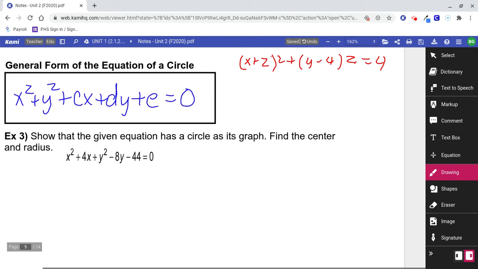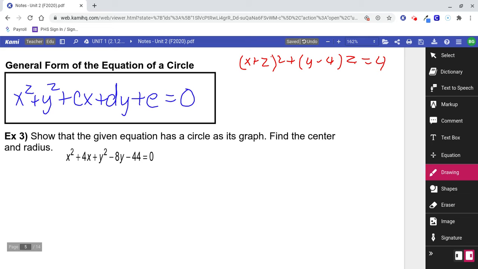Okay, that's center radius form in red compared to the general form in blue. You've got those two. And in this section, you're going to have to go back and forth from one to the other. Okay, you have to change the blue one to the red one or the red one to the blue one. You have to go back and forth between the two forms.